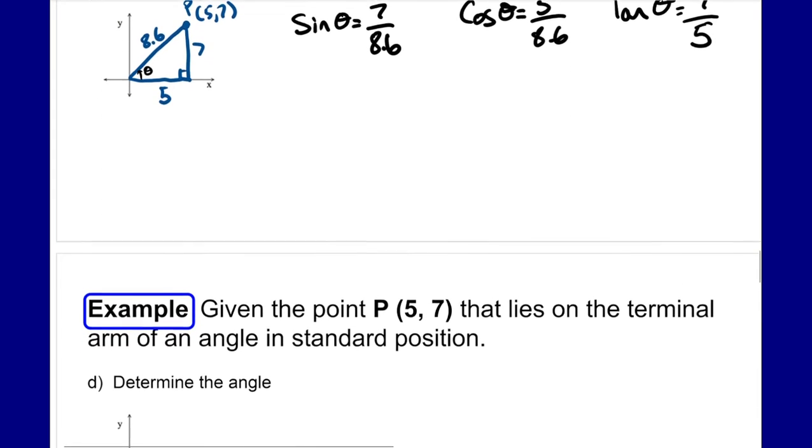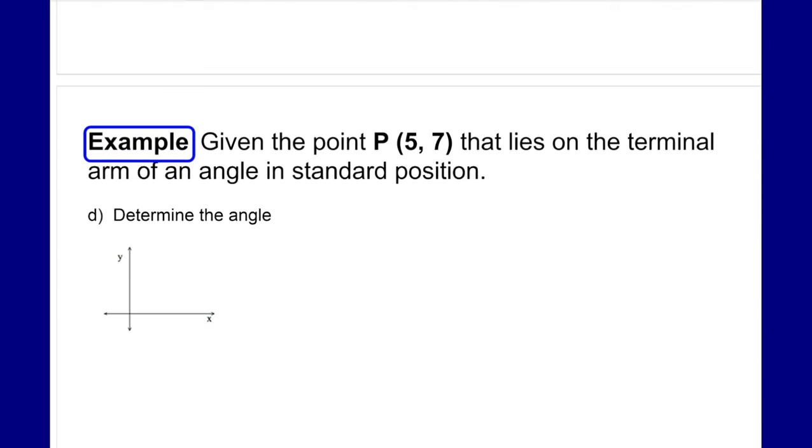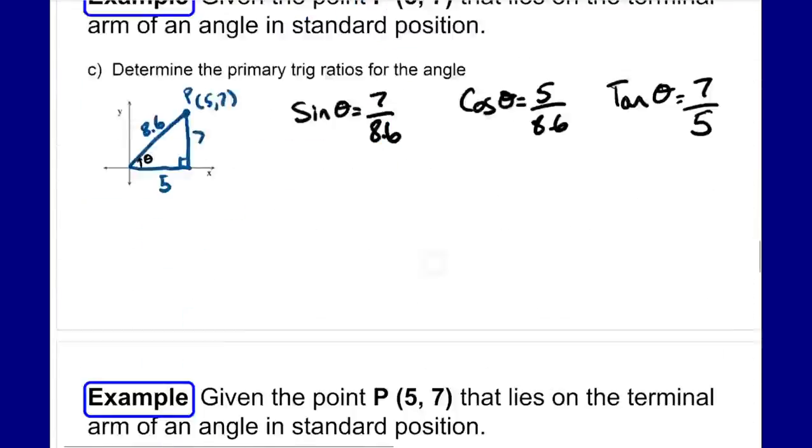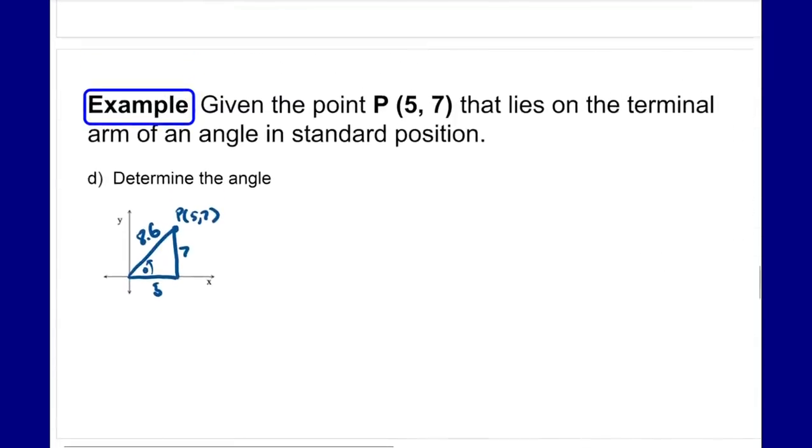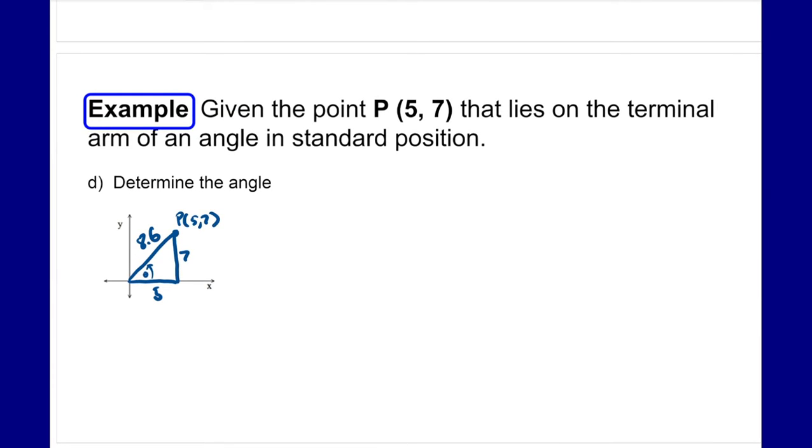Moving on to the next one. Now what we want to do is determine the angle. So what is the angle with this given point lying on the terminal arm? So I'm just going to redraw our triangle. Notice this theta. Notice this was 7. This was 5 because of the point (5, 7). And then we found that this was, I believe it was 8.6. Yes, 8.6. There we go.